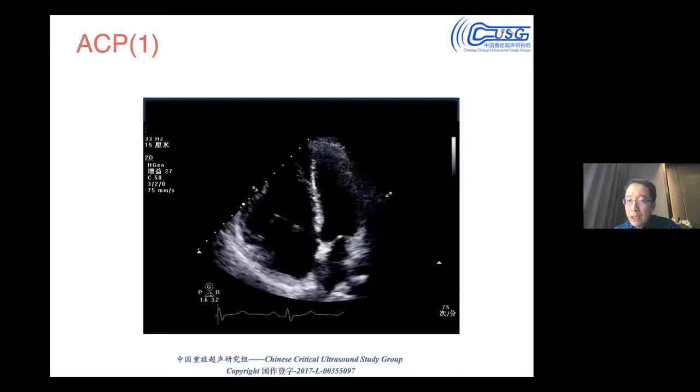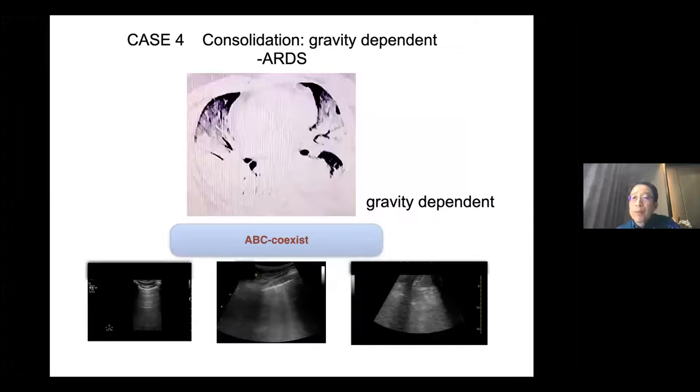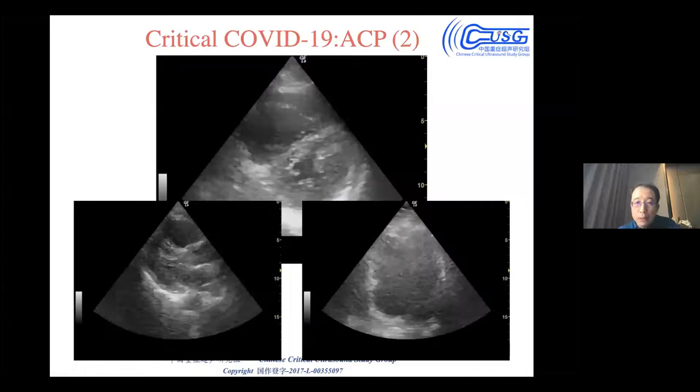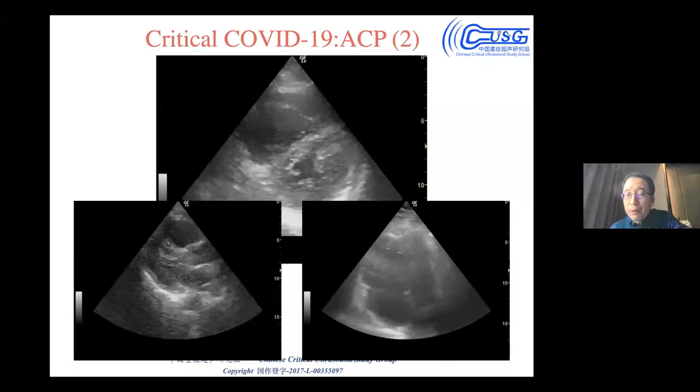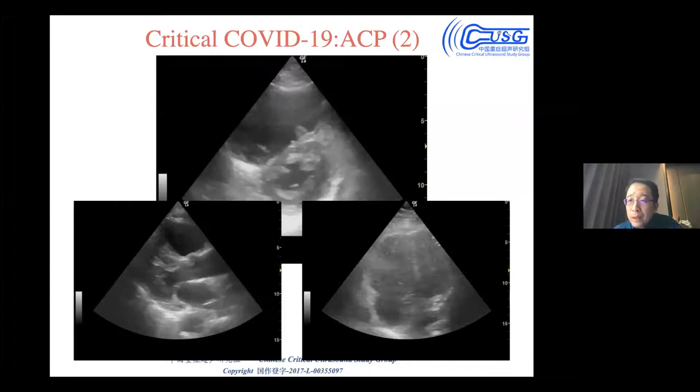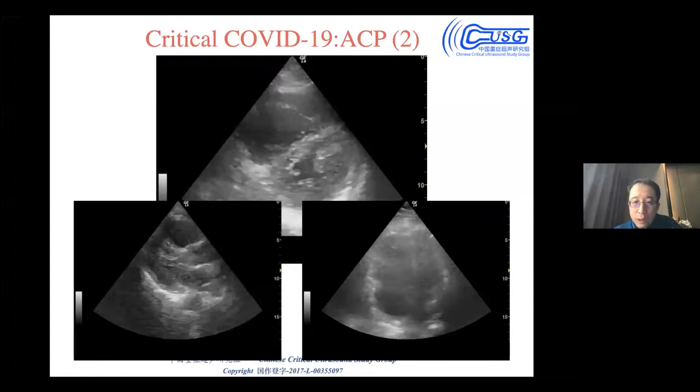And case four, like this one, the CT scan and the lung ultrasound tell us what I mentioned in the last slides, and then it's a classical ARDS. It's a gravity-dependent lesion of the lung injury. So you can see the echocardiography features like this one: right ventricle enlarged, and septum movement limited, indicating a D sign. You can see the septum indicates the D sign.